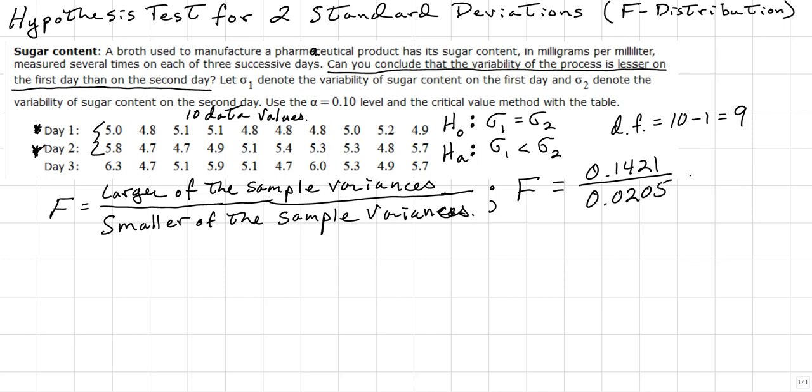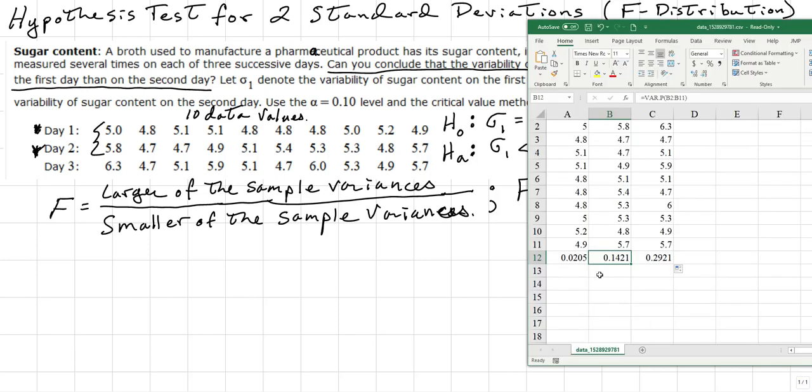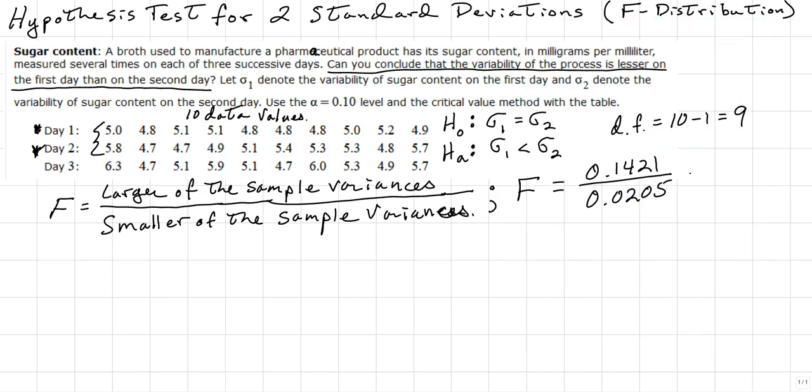Now I can just punch this into my calculator, but I'm going to use Excel to do that for me. And so let's bring that back in. I'm just going to click in this cell right here. We'll type equals. I want to divide the greater value by the lesser value. Press enter and I get 6.93. We're going to round to 2 decimal places. So that means that my F statistic is 6.93.